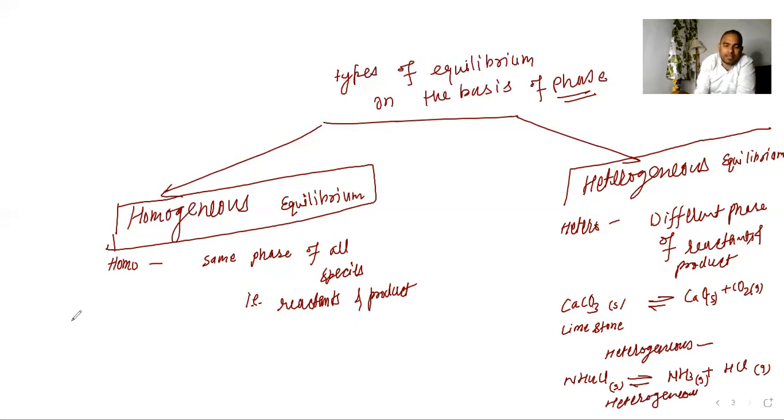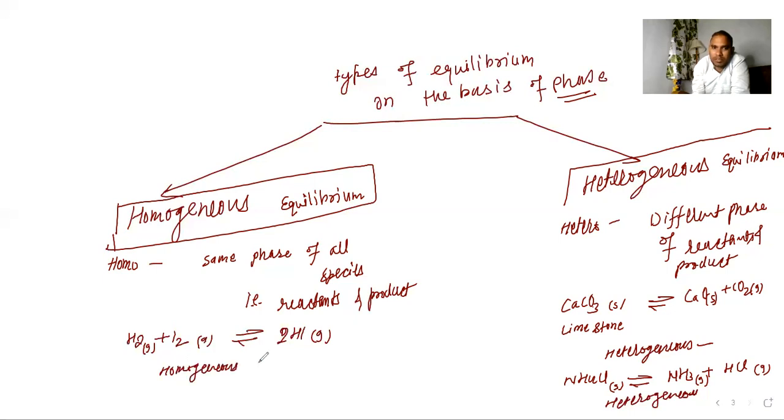Now come to this side. Suppose I take H2 plus I2. Hydrogen is gas, iodine is gas, and it gives 2HI, which is again gas. So it is gas, gas, gas. All are in the same phase, so this is going to be homogeneous. The condition is that all are in the same phase.